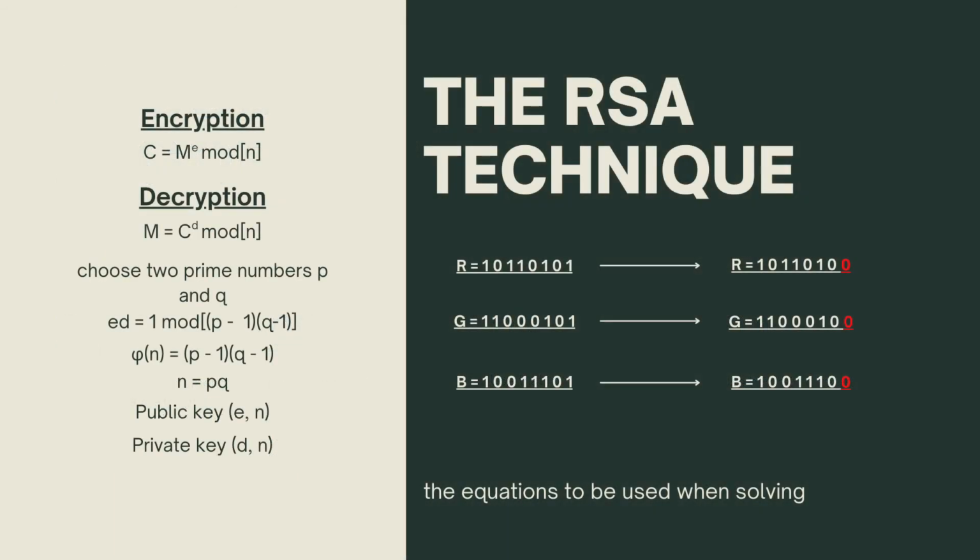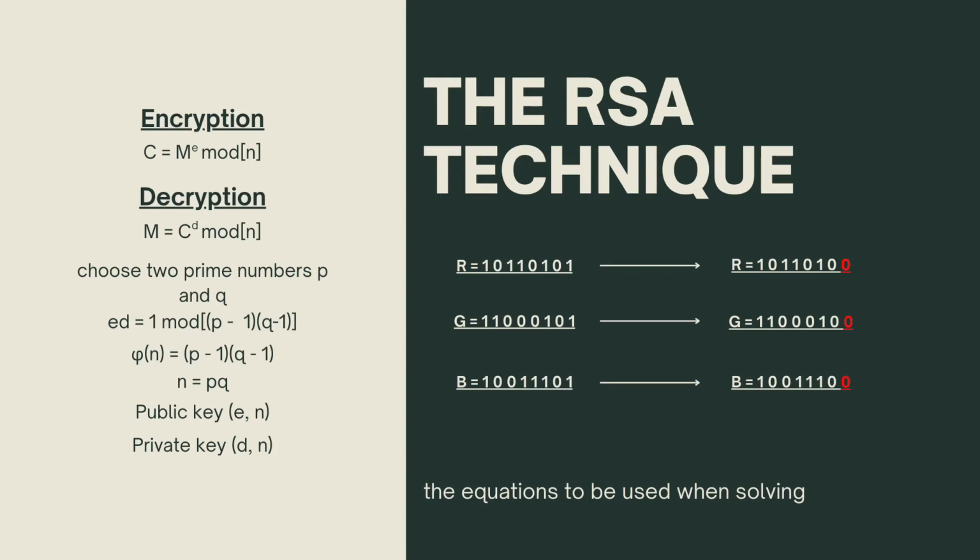Next is the RSA technique. The RSA technique is also used in cryptography. As you can see here, for red, green, and blue, they all end with 1. But when we apply the RSA technique, we can change all of it to 0.